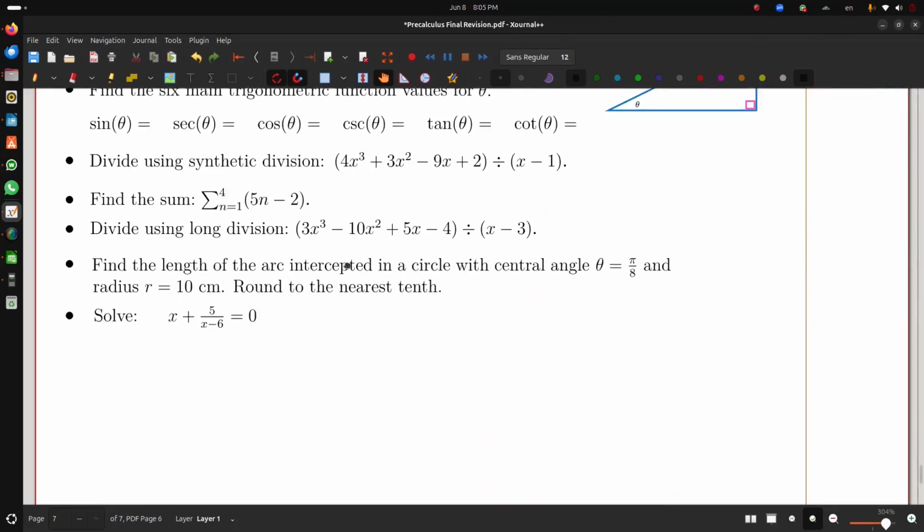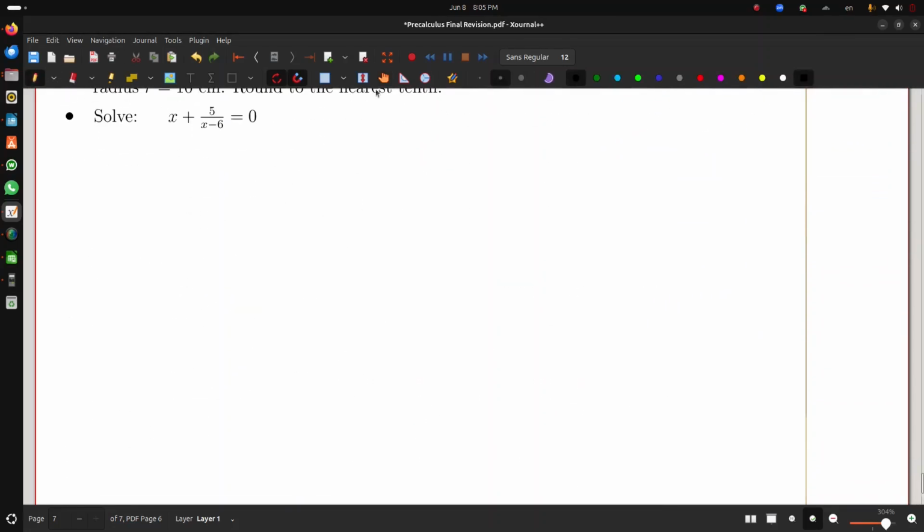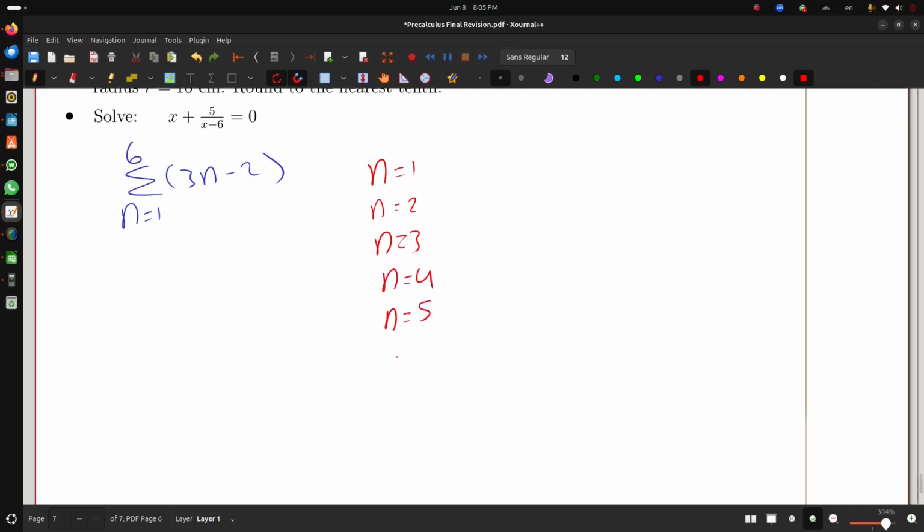It's 3n minus 2. So the question is summation from n is equal to 1 up to 6 of 3n minus 2. You will do it like this. From n is equal to 1, n is equal to 2, n is equal to 3, n is equal to 4, n is equal to 5, n is equal to 6. Because they said we started from n is equal to 1 up to 6, and it's only natural numbers.